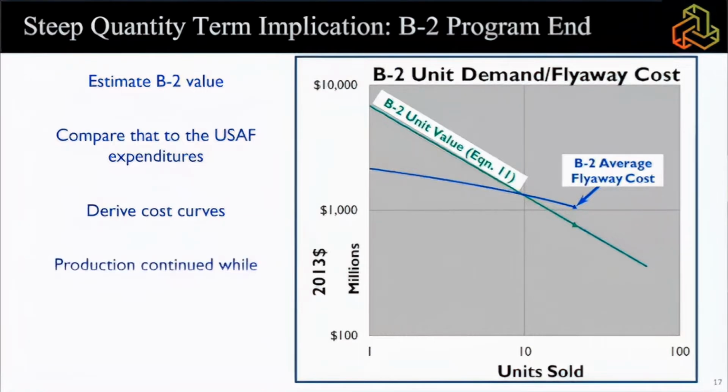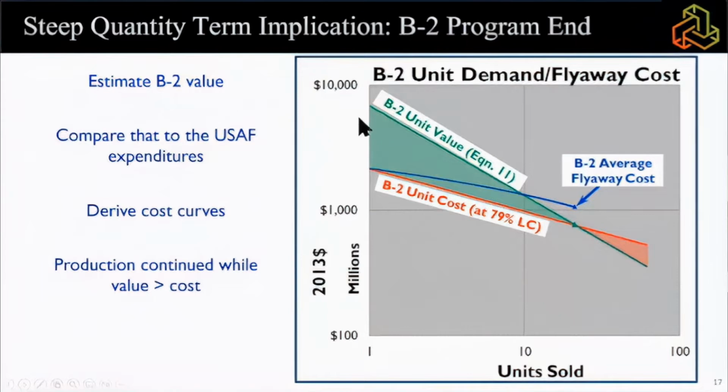And when we do that, we discover that the value of the vehicle, as defined by the terms that the government used, the value of the vehicle for the B2 exceeded its cost at the beginning, which makes sense. We've assumed it's a 79% learning curve here. We don't know the exact curve that they had. And so production continued while value exceeded cost. So here, value exceeds cost, production keeps going on. But at this point here, value equaled cost.